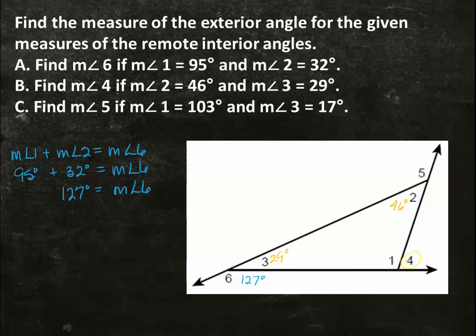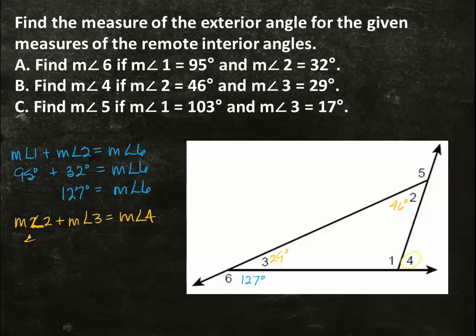Okay, now let me tell you something else about the remote interior angles. They will never be adjacent to the exterior angle we're looking for. There is a way I can figure out the measure of angle 4 if I know 1, but that's not what we're doing in this lesson. So what I have to do is remember what the exterior angle theorem says. It says I can take the measure of angle 2 plus the measure of angle 3, and that is going to equal the measure of angle 4.